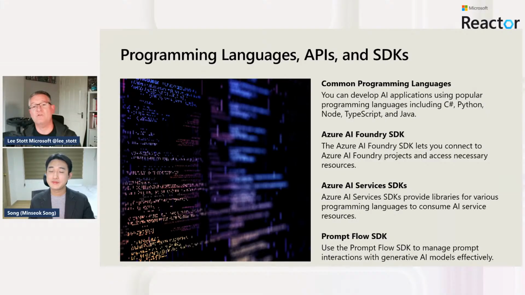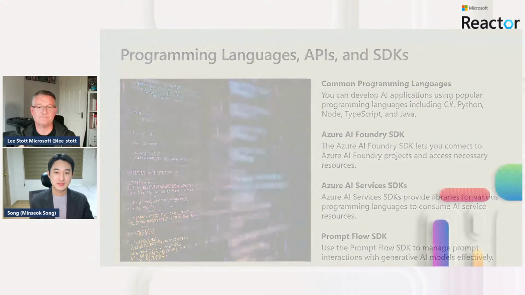Again, in terms of programming languages and support, Microsoft has a vast array of support. So we support all the common programming languages and provide samples for those languages. So C#, Python, Node, TypeScript, Java. Again, we have the Foundry SDK, which is available to all those different languages, and other SDKs available to support you in that development process using your language of choice.